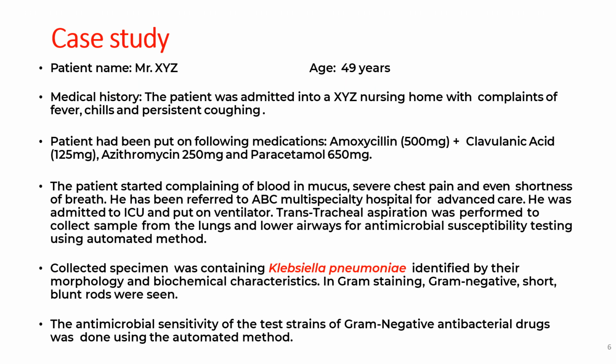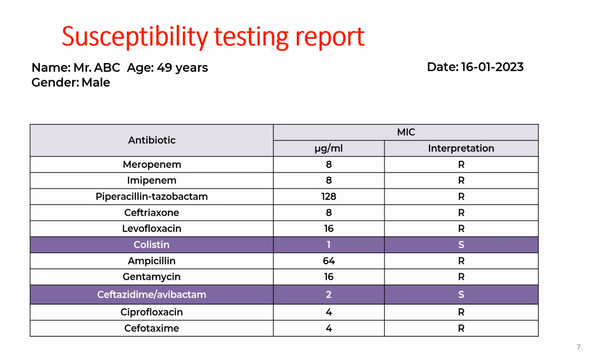We have seen the different resistant genes and the novel antibiotic agents. Let us understand through a case study the application of sensitivity testing results for antibiotic selection. Say a patient named XYZ, 49 years old, admitted to a nursing home with complaints of fever and coughing, put on medications like Coamoxiclav and azithromycin. He is admitted to a hospital. His ET secretions were sent and grew Klebsiella pneumoniae. The sensitivity report of the Klebsiella pneumoniae showed it was resistant to all the antibiotics except colistin and ceftazidime avibactam.